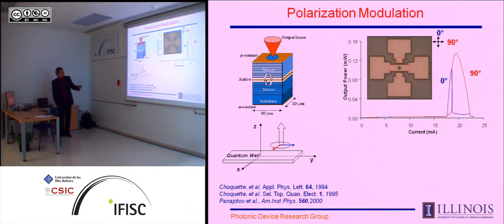This is showing you the light output as a function of current, and you can see that at a certain current level there's a change in the polarization. And in this case, this is happening sort of naturally, and this has been investigated by many researchers. The idea is that if you can modulate through this transition, you can put information on the change of polarization.